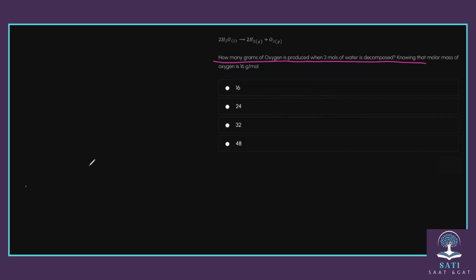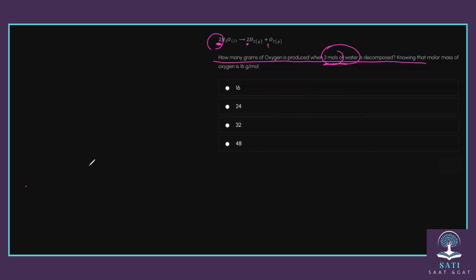Here, as you see in the equation, this number represents 2 moles of water. It gives me 2 moles of hydrogen and 1 mole of oxygen. But the question is talking about 3 moles of water, not 2 moles. So the equation is 2 moles and the question is about 3 moles.